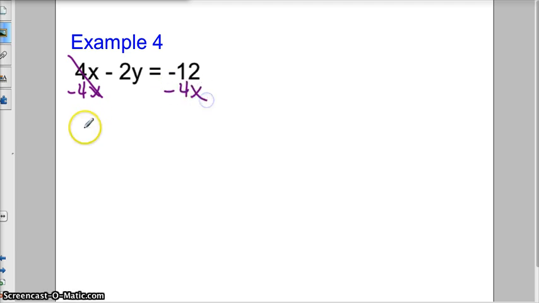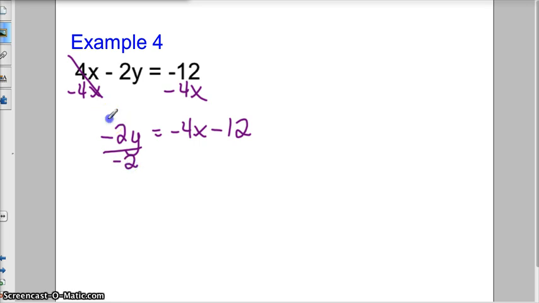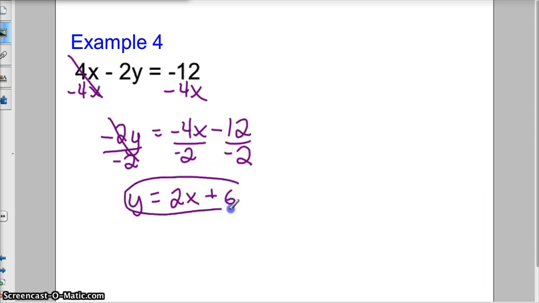Minus 4x. So I'm going to bring down my negative 2y equals, again, we're going to write our x term first, so negative 4x, and then I have a negative 12, so I'm going to write minus 12. And there's a negative 2 in front of the y that we're going to divide each term by to cancel it out. So divide by negative 2, divide by negative 2. So y equals negative 4 divided by negative 2 gives me positive 2. Bring down my x, and then negative 12 divided by negative 2 gives me positive 6.